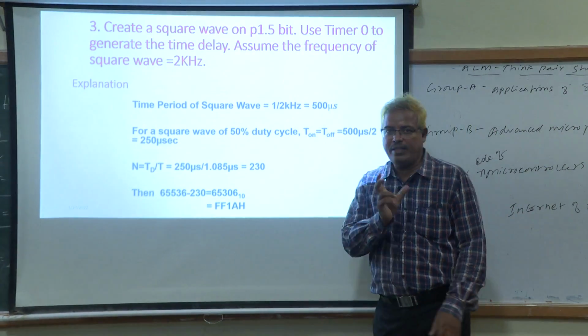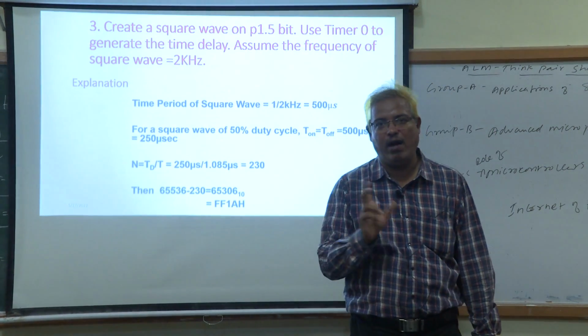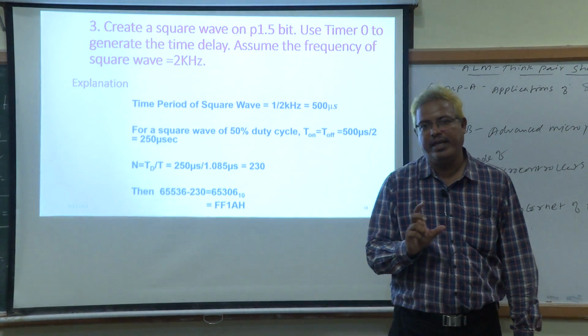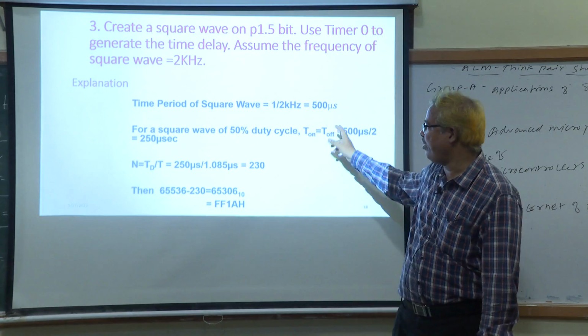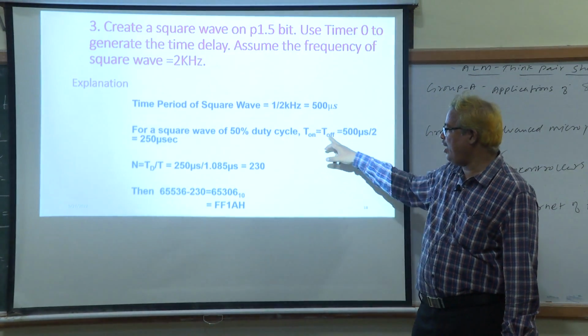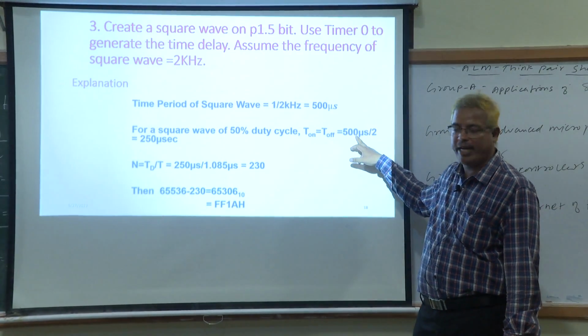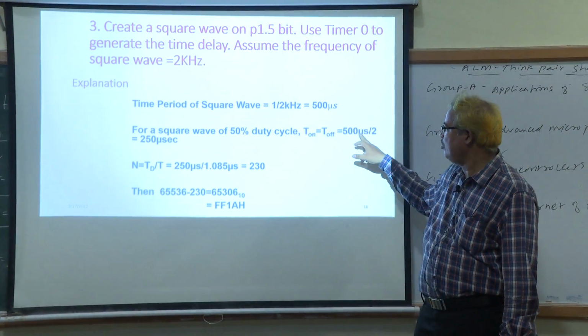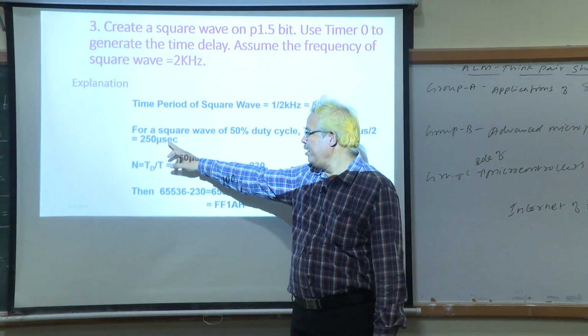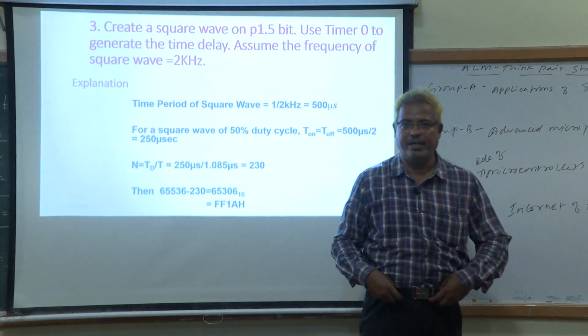Square wave means on time and off time. So we have to determine how much delay is for the on time and for the off time. For a square wave with a 50% duty cycle, on and off time together equal 500 microseconds. So only the on time or off time is a 250 microsecond delay. So we need to create a 250 microsecond delay now.